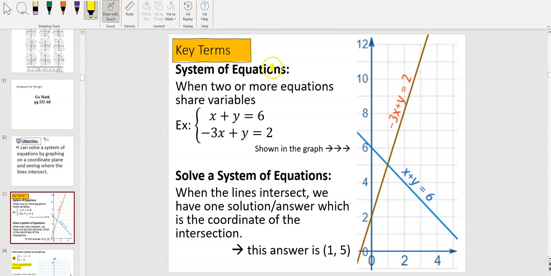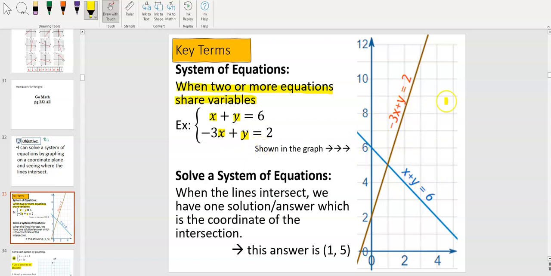So a system of equations is when two or more equations share variables. For example, this example here shares an x between the two equations, and it shares a y between the two equations. So therefore, these two equations we would call a system of equations.